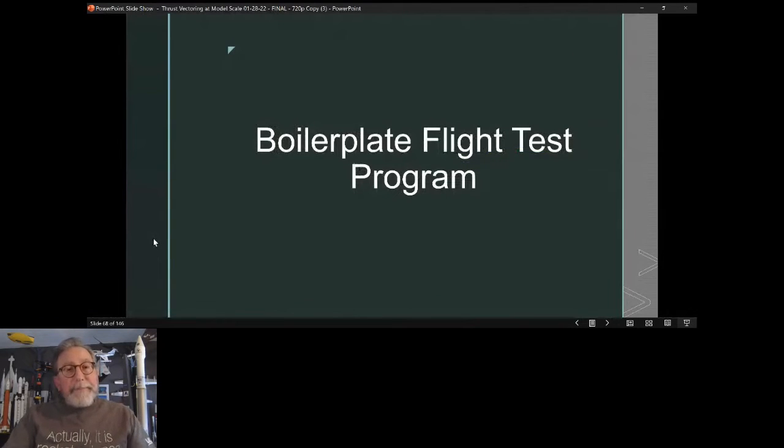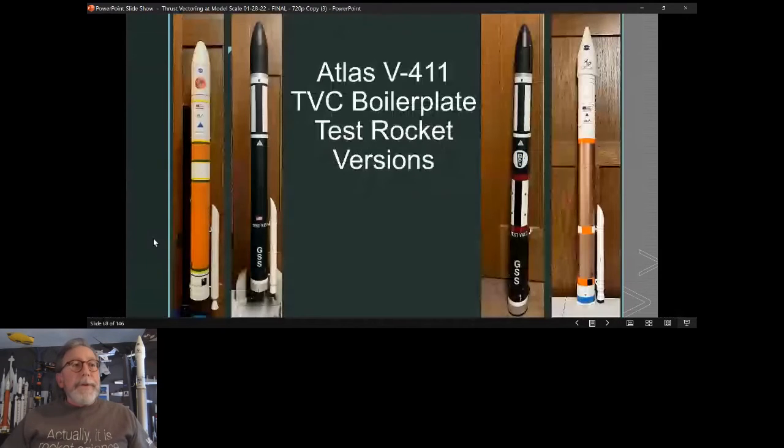So now the boilerplate test program. I had a bunch of different versions over time because I crashed them. And it started out looking like a Delta 4 Medium. And of course, it never had an Atlas SRB on it, but that's okay. And I always like to paint my rockets to look cool, even though it's just a cardboard tube and a nose cone. So the next version looked like that, and the next version looked like that, and the final version was actually very close to mimicking the actual scale model.